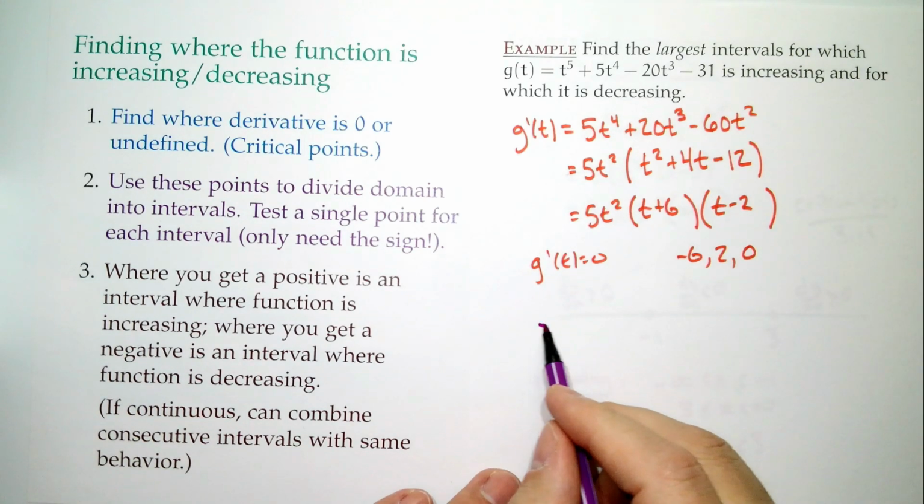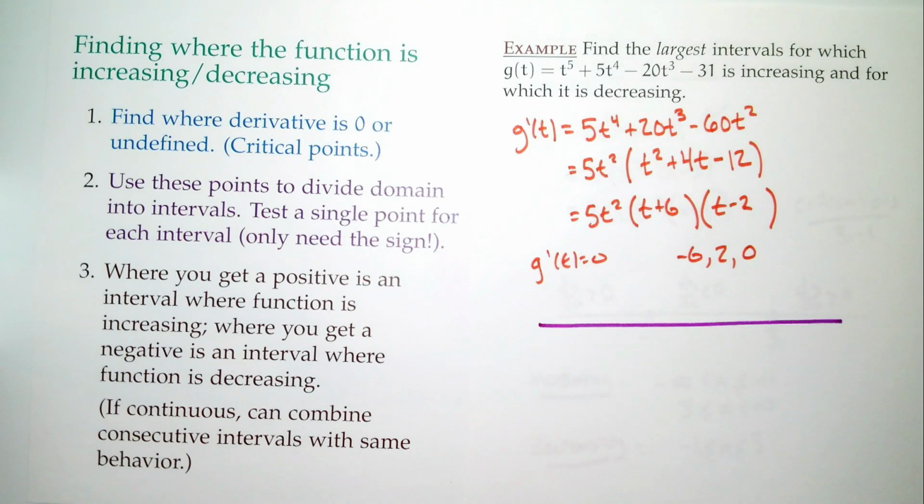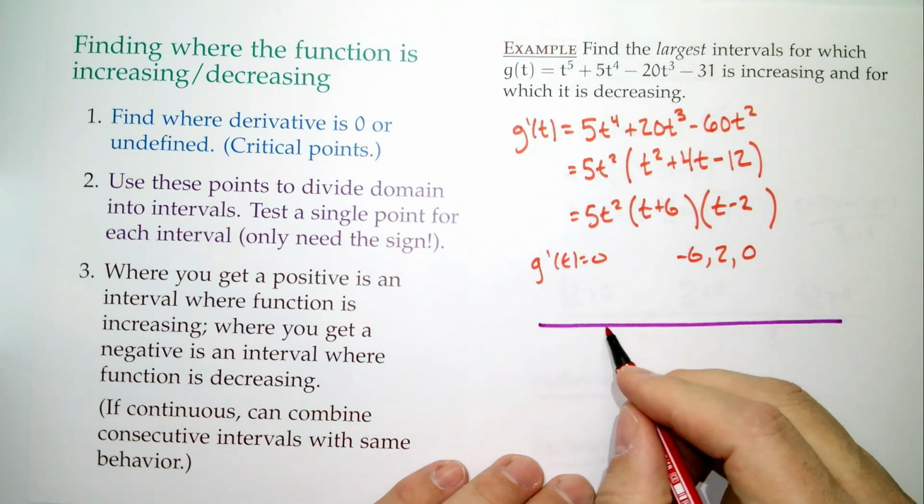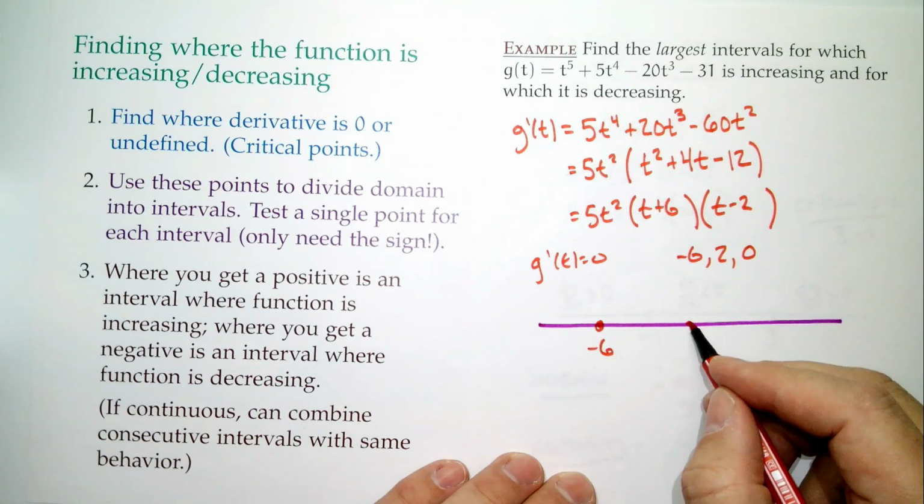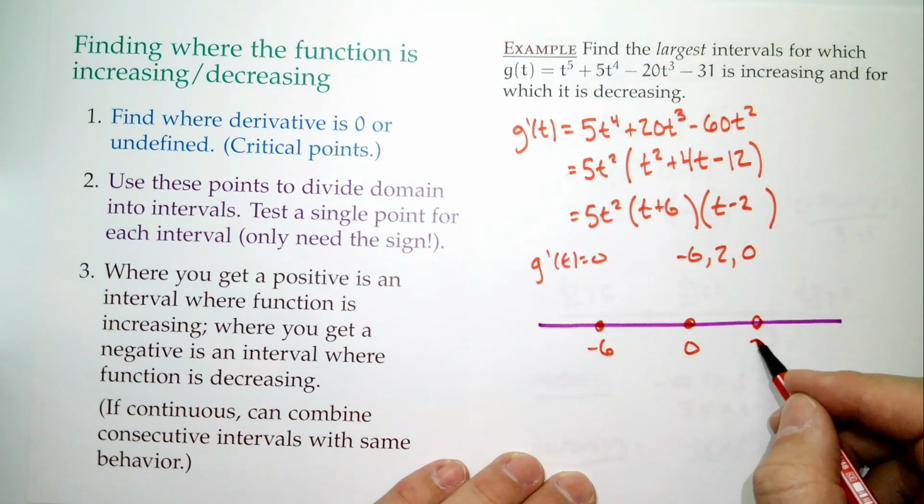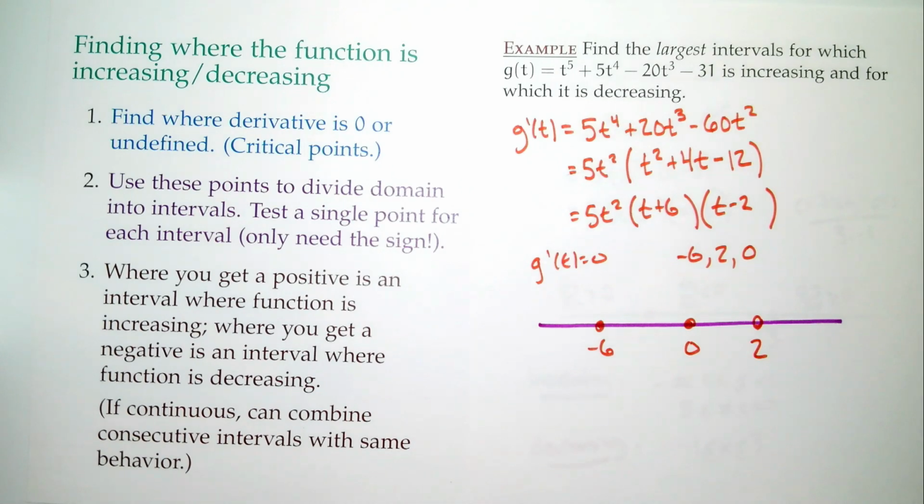Okay, so we draw our line. Here's our line. We put our points down. We just have to remember what order these numbers go. We'll start with negative 6, then 0, and then 2. All right, so now we can go through and test each interval. We can do it in any order. I don't know, let's just go left to right. Suppose I want to pick a number in the leftmost interval. I pick something below negative 6. Any preference? Negative 10. Okay, nice.